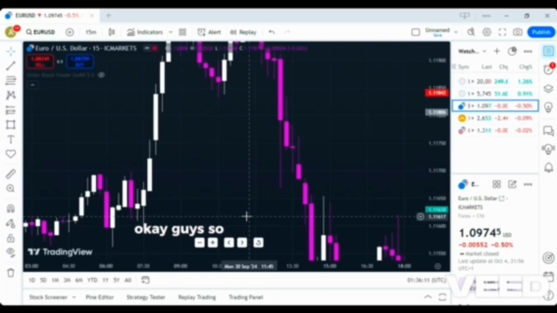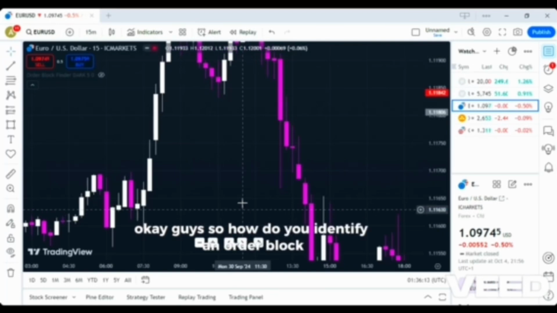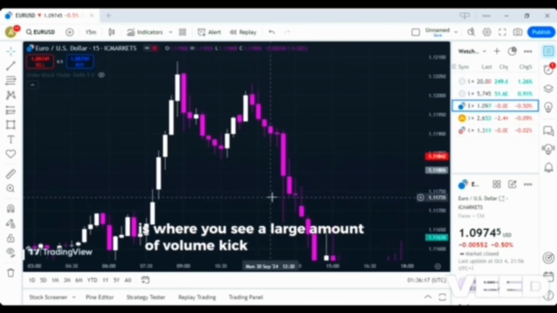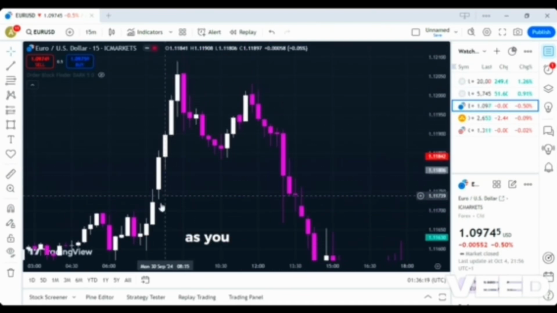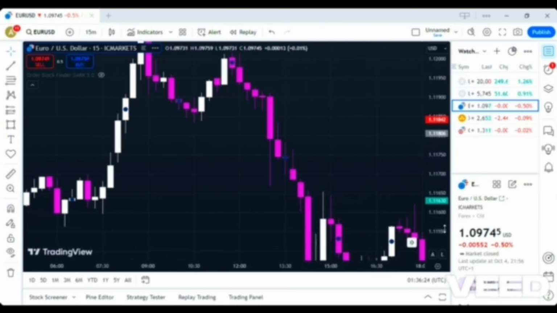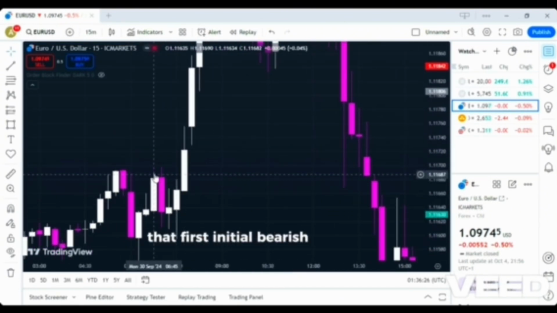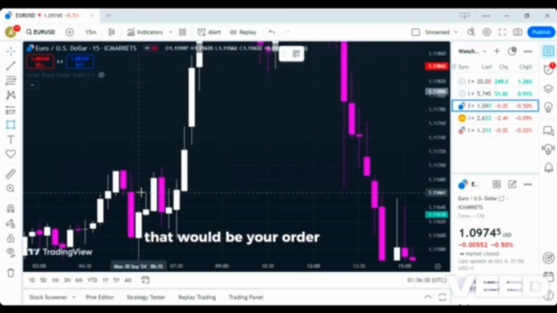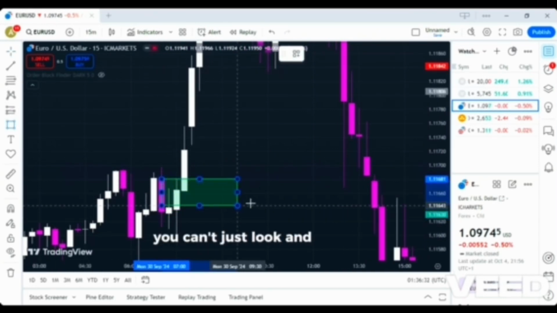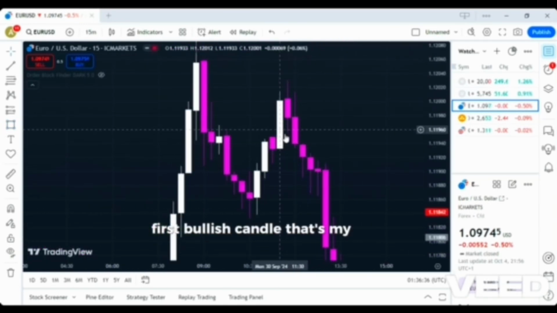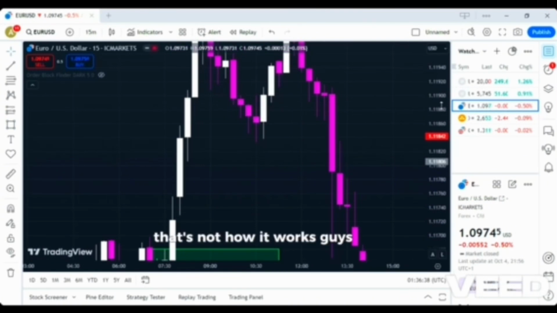Okay guys, so how do you identify an order block? The first thing you want to look for is where you see a large amount of volume kick into the market, as you can see here. So what do we look for? That first initial bearish candle, when you see a big bullish move, that would be your order block. But you can't just look and think, oh, there's loads of volume in the market, first bullish candle, that's my order block. No. That's not how it works, guys.